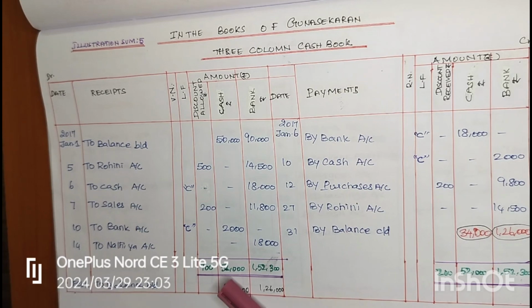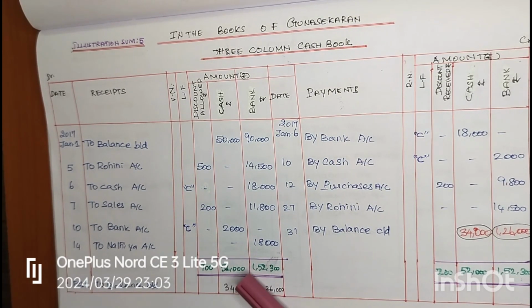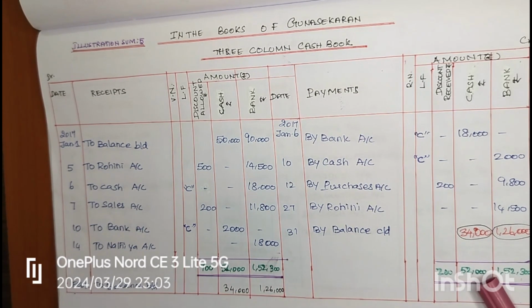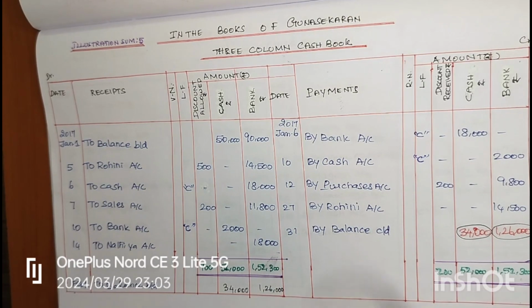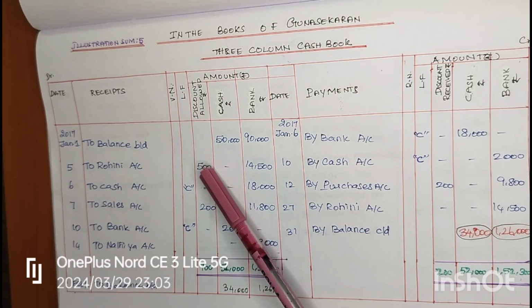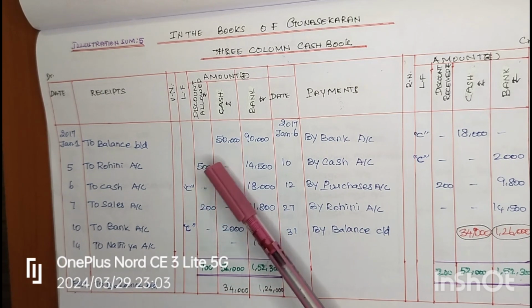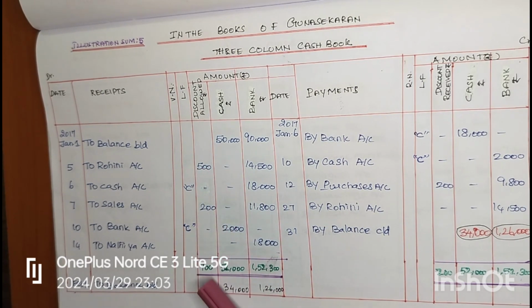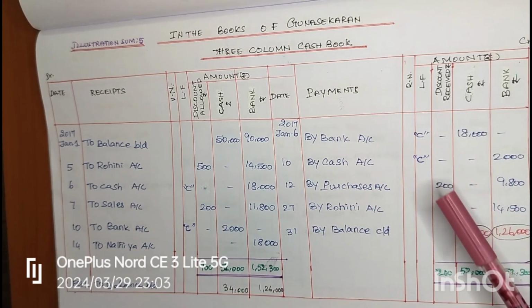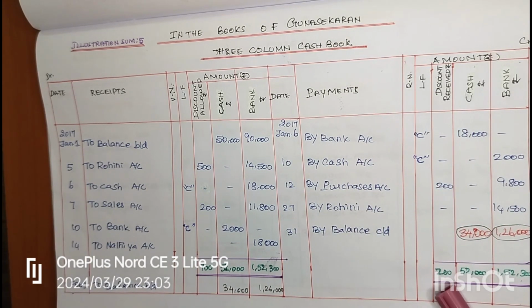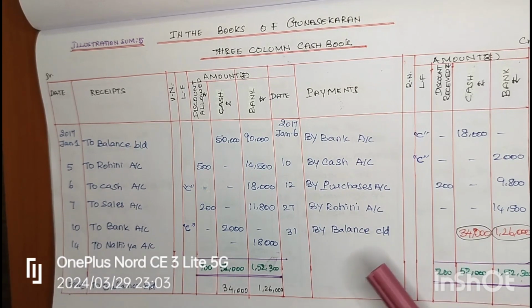How much rupees? 52,000 for the cash column and 1,52,300 for the bank column; the debit side has the higher value. That higher value we have to enter on both sides, debit and credit, as the total. For discount we always total separately. We do not need to balance the discount column; we just total it separately. So 500 plus 200, 700 for the discount allowed column, and the discount received column has 200. We total the 200.